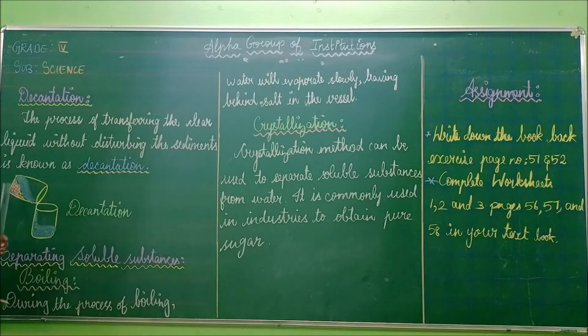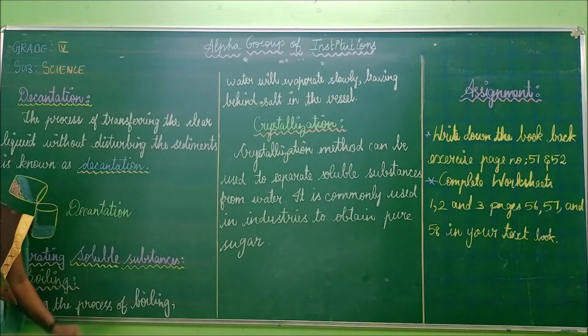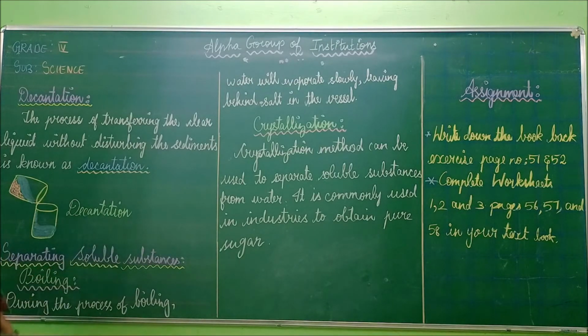So now the clear water is on top, the clay is at the bottom and the sand is also at the bottom. The clear water we can change into another container, which is called decantation. Clear, children? So these are the three types of insoluble substance separation.